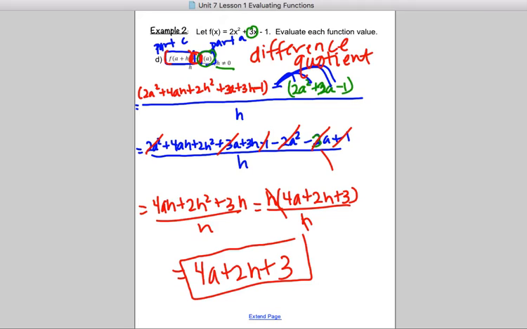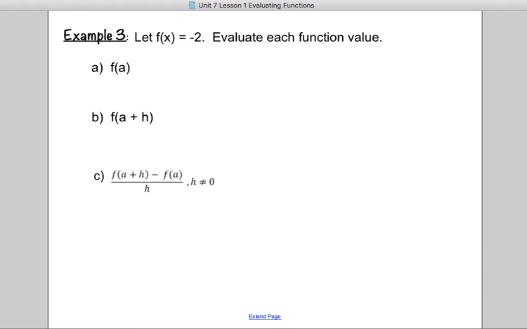Okay, so here it is again, except this one's a little different. Evaluate when I have f of x equals -2. Okay, so I'm plugging in a for any of my x's, but this function has no x's. So no matter what a I plug in, I get out -2. Here, I'm plugging in a plus h. Okay, no matter what I plug in, there's no x here. I'm still going to get out -2.